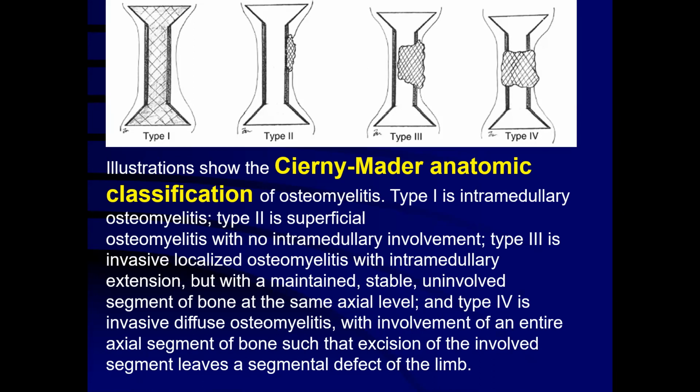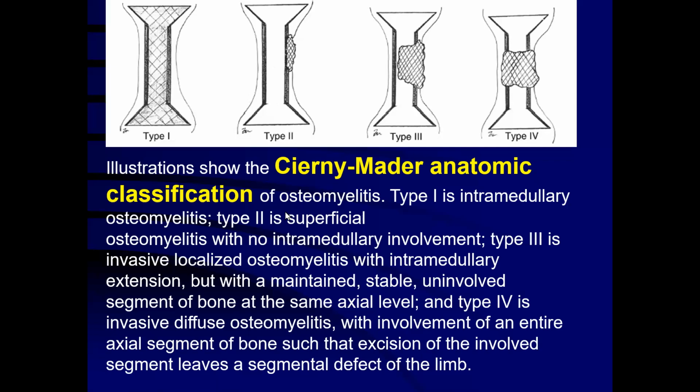But type 1, you have an intramedullary. Type 2, only one side and incomplete. Type 3 is one side and complete. And type 4 is both sides or all sides and is an unstable septic osteomyelitis of the shaft of a long bone.